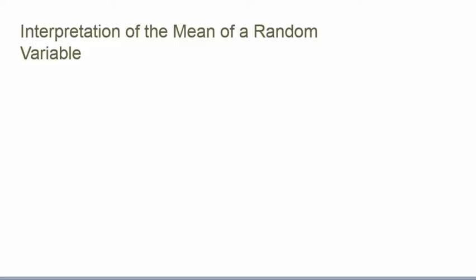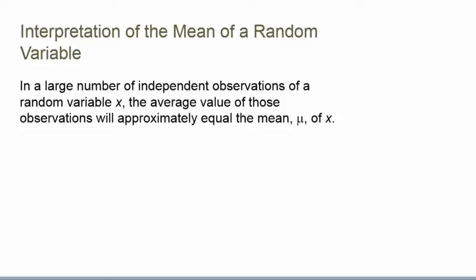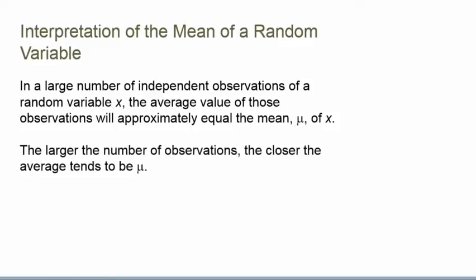Interpretation of the mean of a random variable. In a large number of independent observations of a random variable x, the average value of those observations will approximately equal the mean mu of x. The larger the number of observations, the closer the average tends to be to mu.